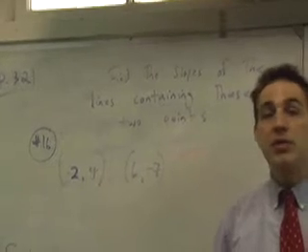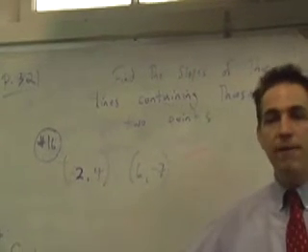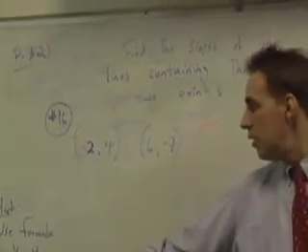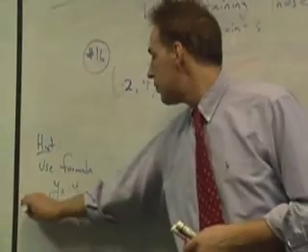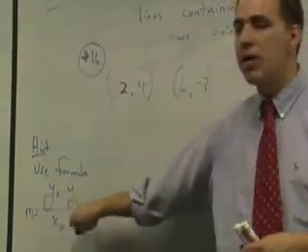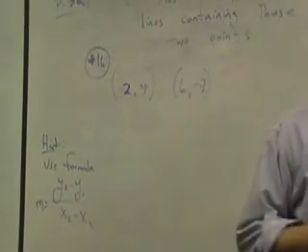Any ideas of what we do now that we have 2 points? And we know our formula. Put the hint down here: m equals y2 minus y1 over x2 minus x1. So what do we do?